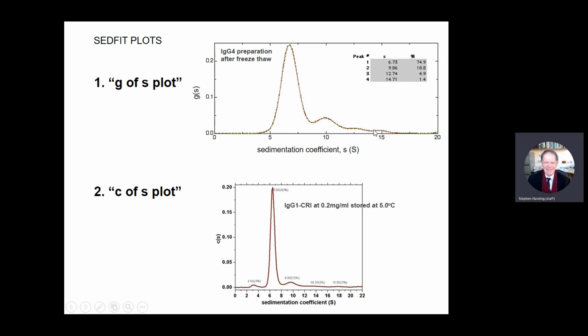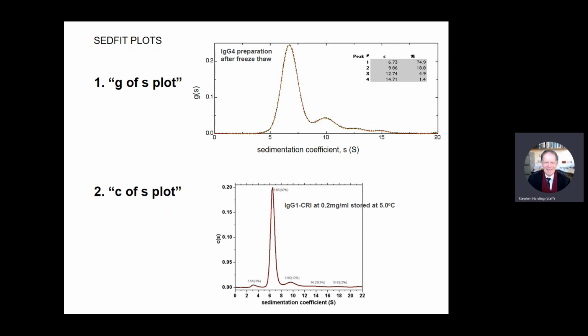The rest is aggregates. Or you can do a C of S plot, where you correct the distribution for diffusion effects. So you get a much sharper peak for the monomer. This is another antibody, IgG1-3. It's called a glycoform of IgG1. And you can see this antibody is a bit better. It's 80%. Can you all see that?